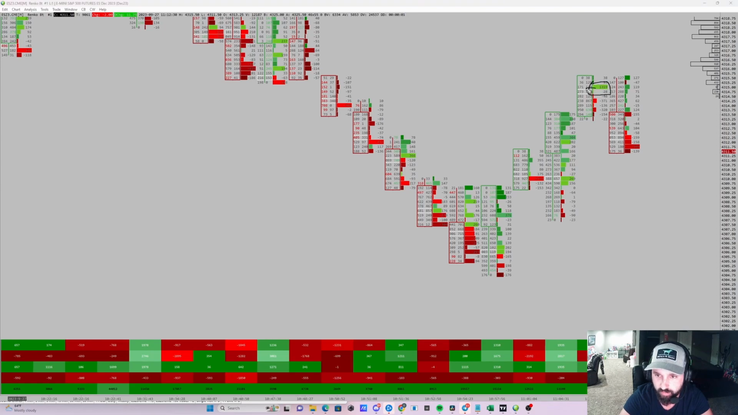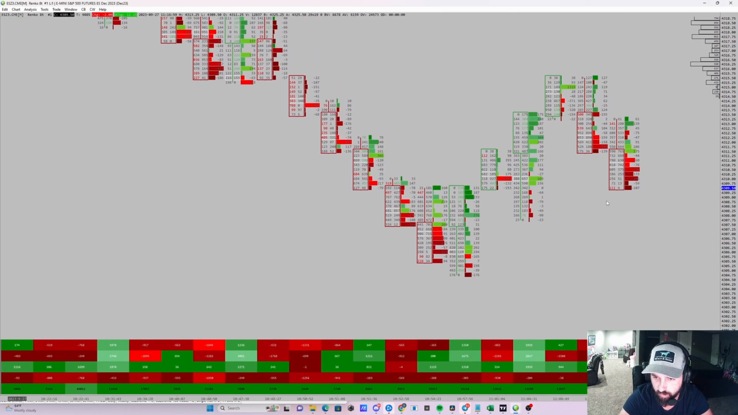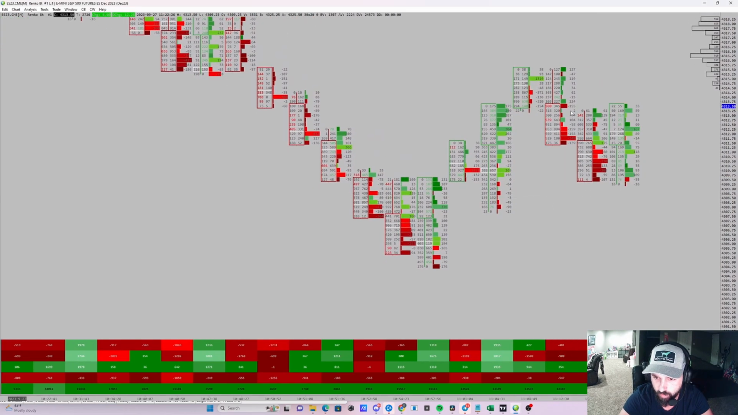This is a passive seller, 1,319 contracts, okay? Passively sitting on the offer. Aggressive buyers tried to hit him, couldn't get through him for now, and price rolled over, okay? Let's see what happens here. Price is pulling down. Now we're inside of a consolidation, right? We're just inside of a balance range here. We found a low, we found a high, we found a buyer, we found a seller. We're inside of a balance range.